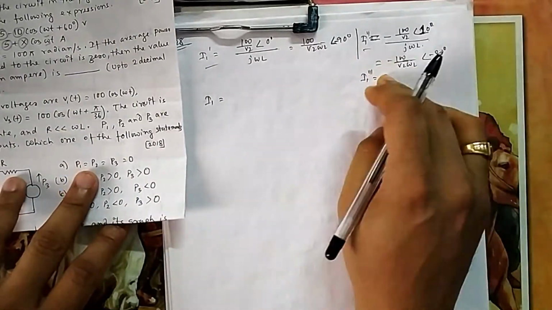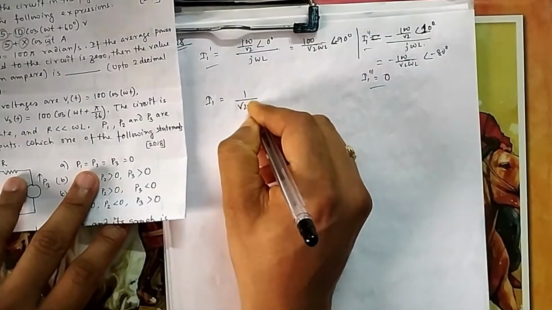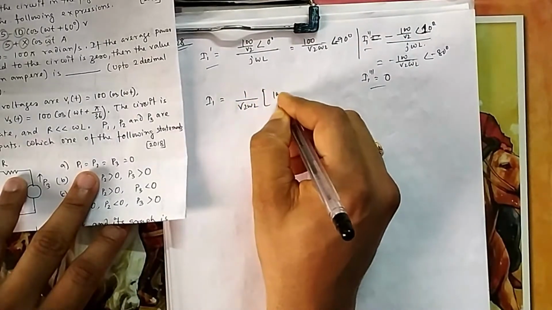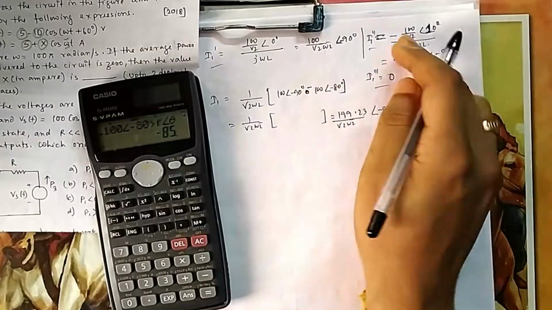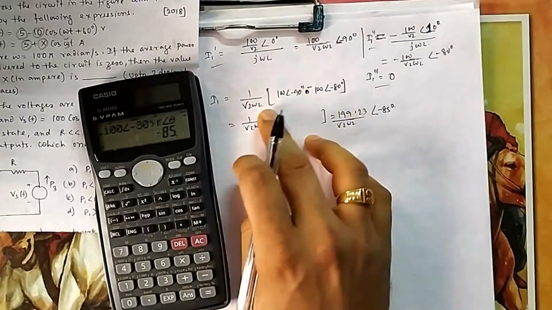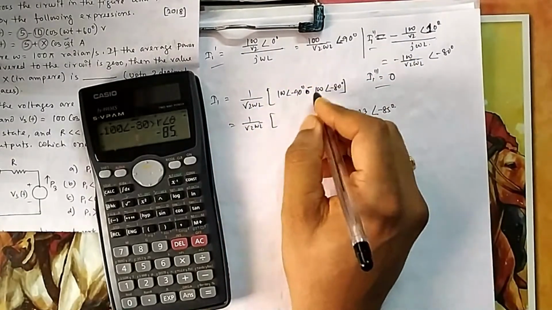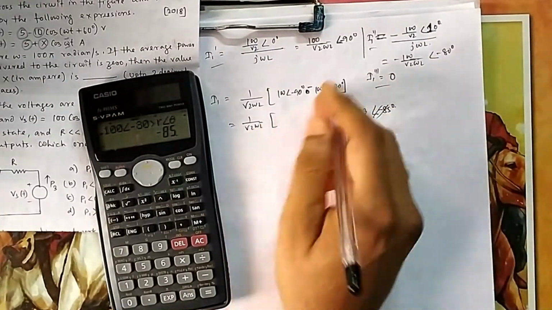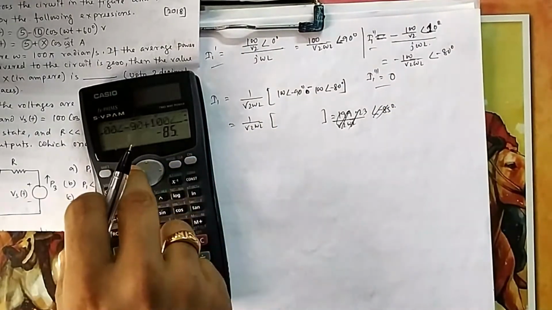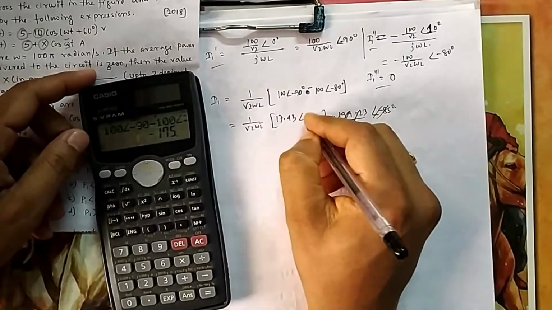Because this is 0, from these two you can take 1 by root 2 omega L common. Then 100 also I can take common, but I am writing it here. This is minus, because this is minus. So if you take 1 by root 2 omega L common, it will be 100 minus 90 minus 100 into this much. So if you do this, it will be 17.43 at an angle of minus 175.